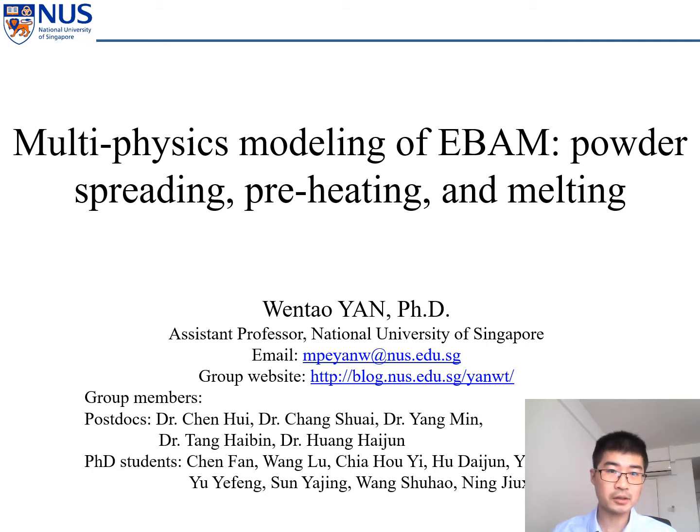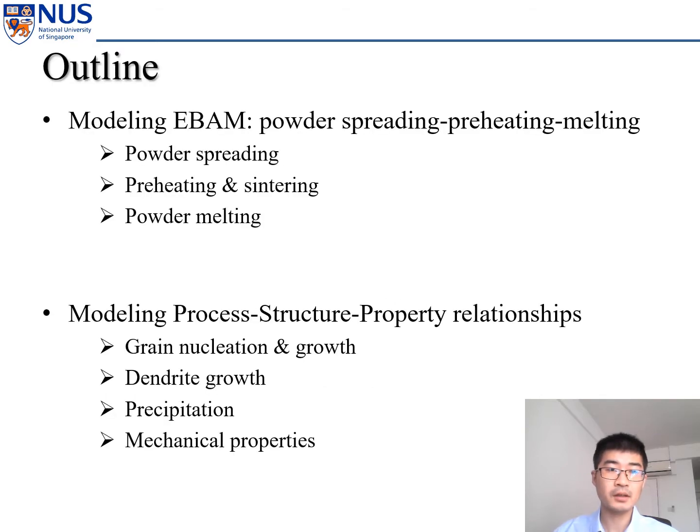Today I'll talk about our work on multi-physics modeling of electron beam additive manufacturing, from powder spreading to preheating and to melting. I'll divide my presentation into two parts. First is modeling of the electron beam additive manufacturing process, including powder spreading, preheating and sintering, and powder melting. And in the second part, we will extend to process-structure-property relationships.